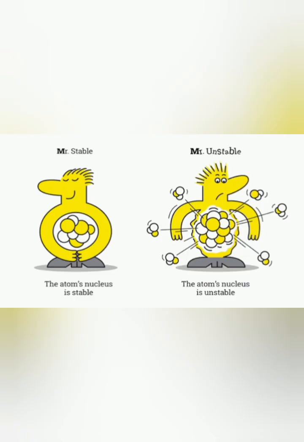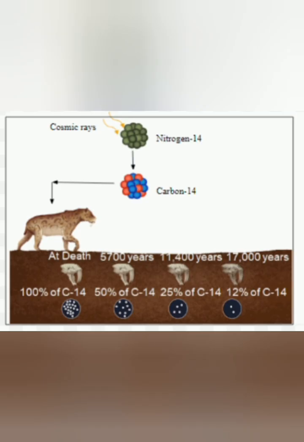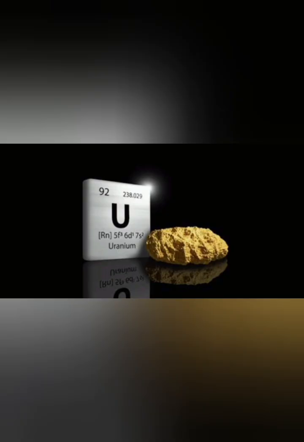Atoms become storytellers. Isotopes as clocks. Carbon-14. Carbon-14 is a radioactive isotope. Living organisms absorb it while alive. When they die, absorption stops. Carbon-14 decays at a constant rate. By measuring how much remains, scientists can calculate the age of fossils, ancient tools, and historical artifacts. Atoms become clocks.